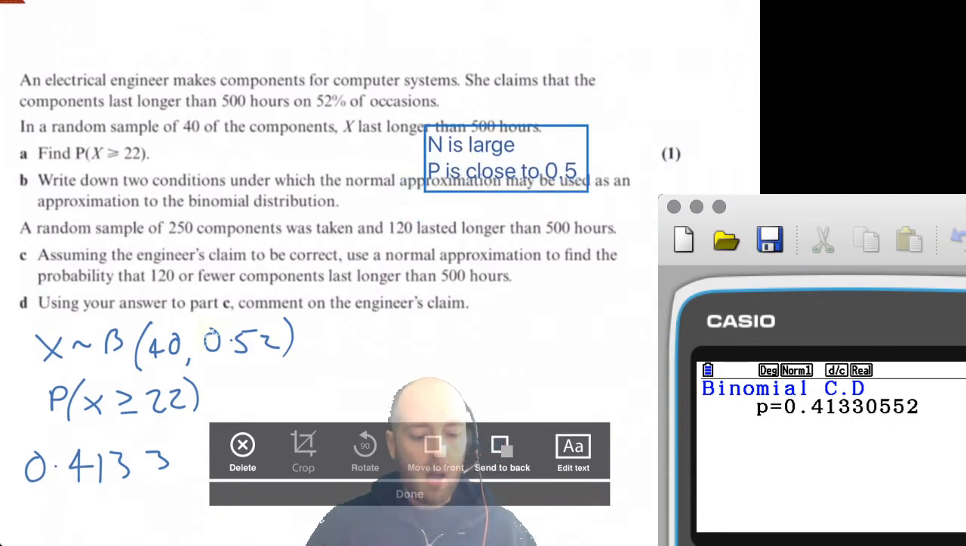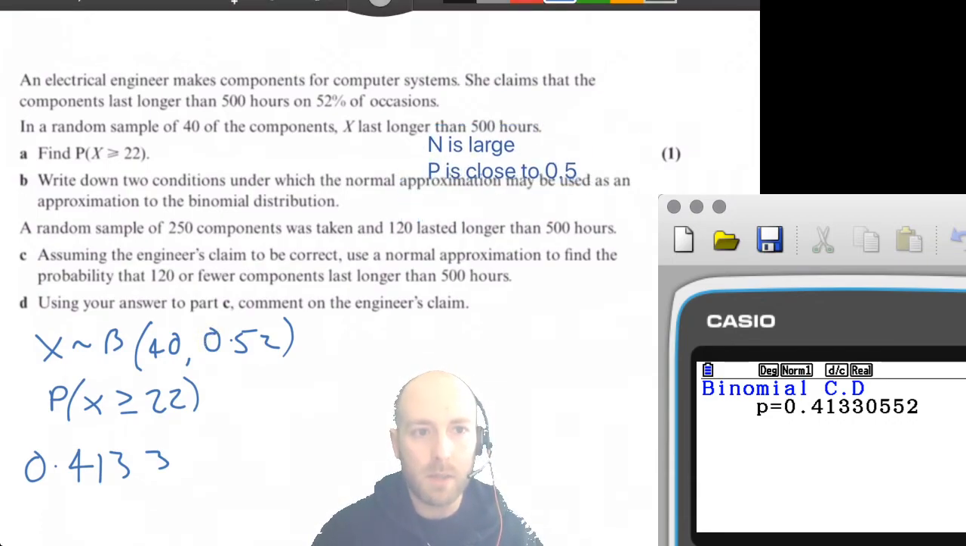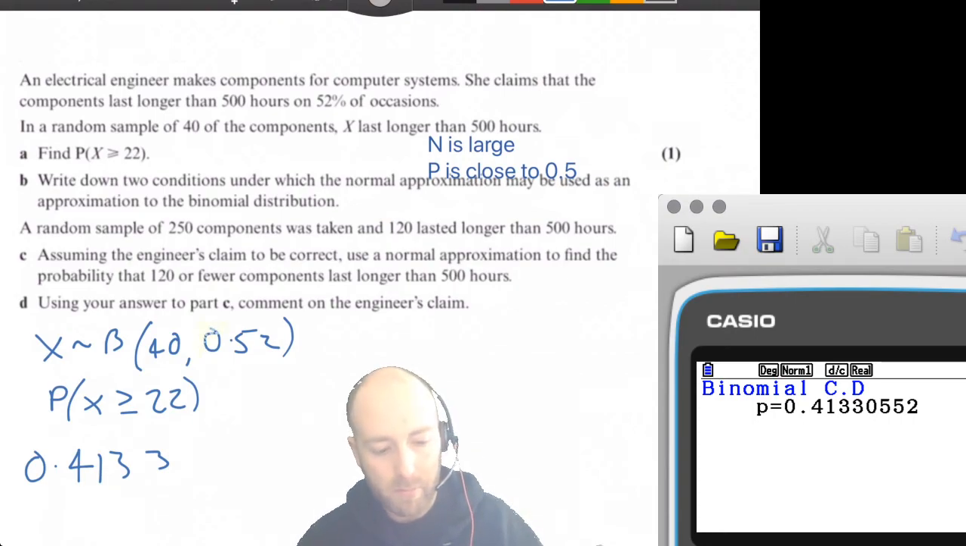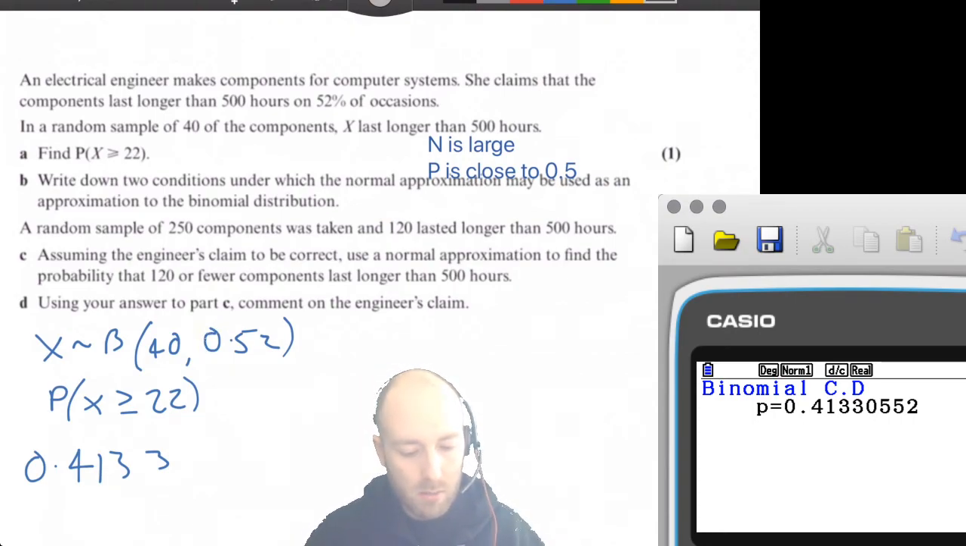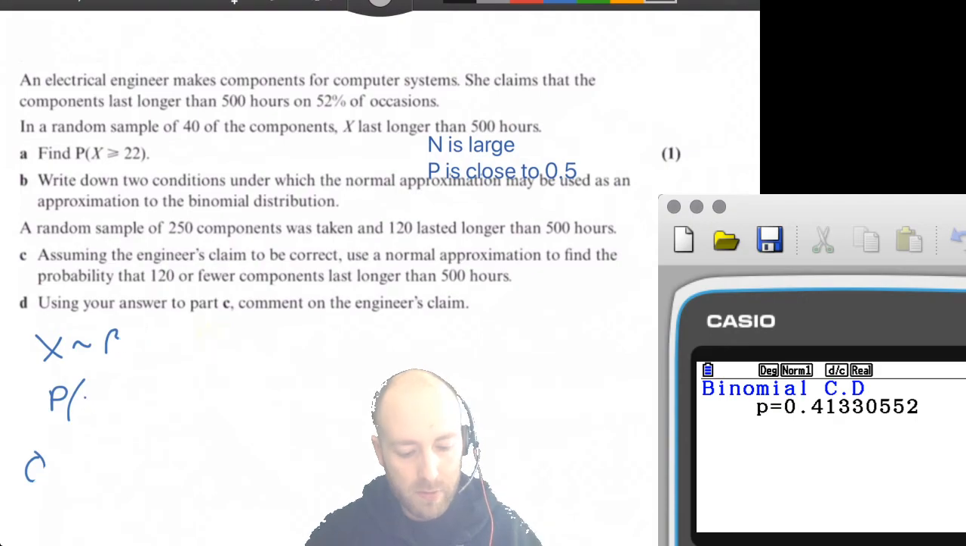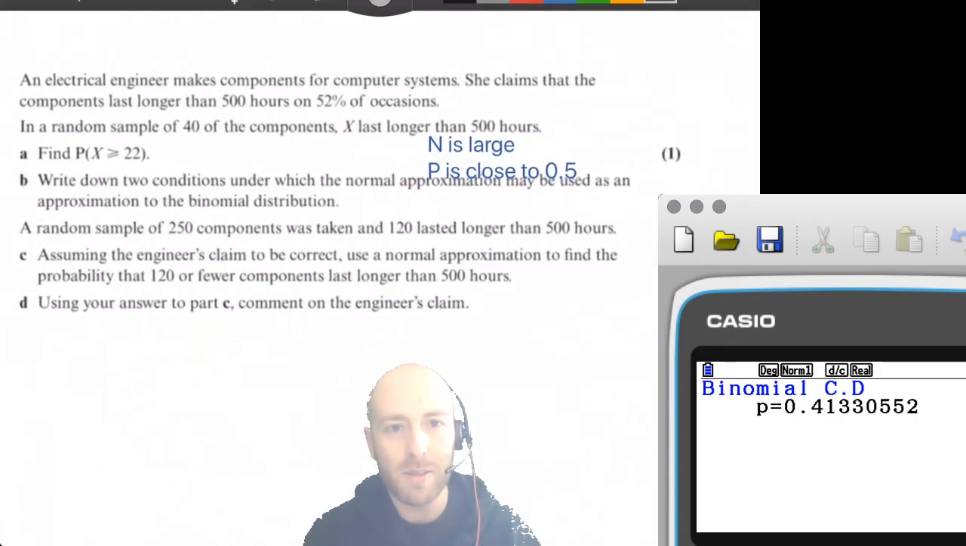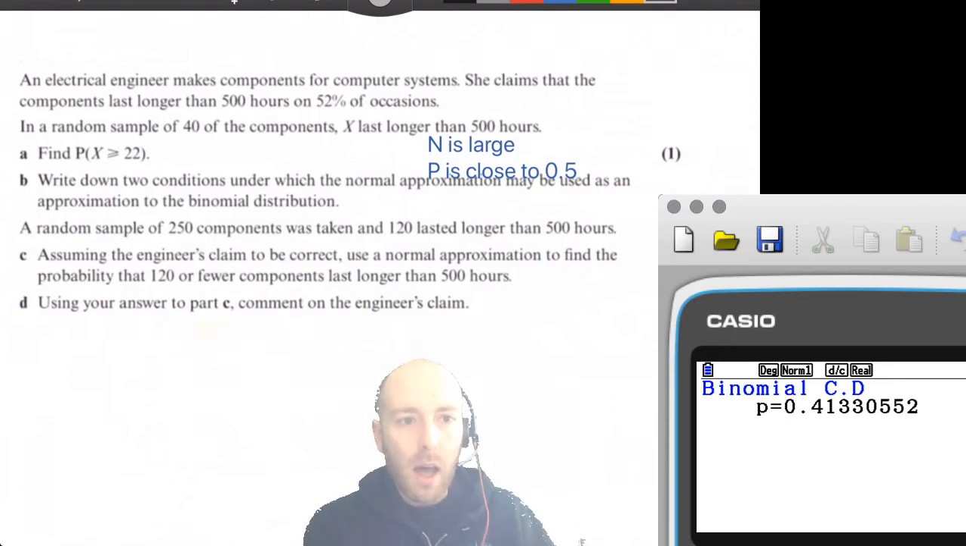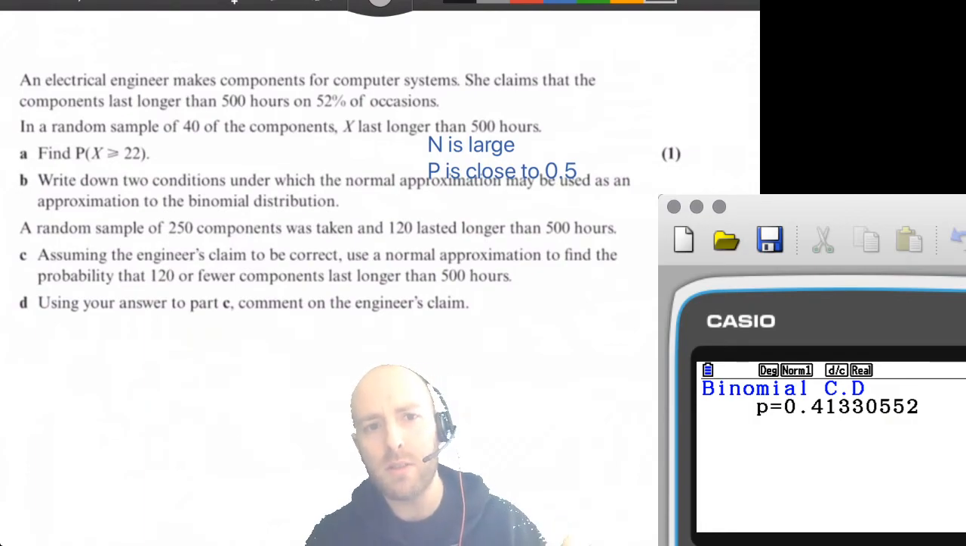There you go. Okay, and then this is where it gets a bit difficult in part C and part D. A random sample of 250 components is taken, and 120 lasted longer than 500 hours. Assuming the engineer's claim to be correct, use a normal distribution to find the probability that 120 or fewer lasted longer than 500 hours. So we need to use a normal approximation.